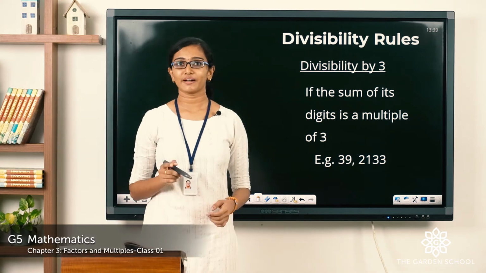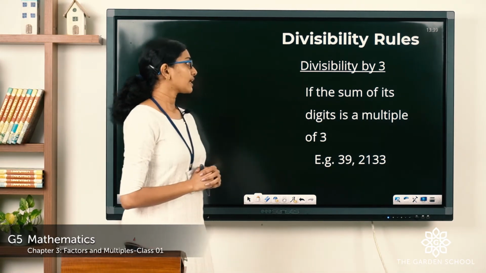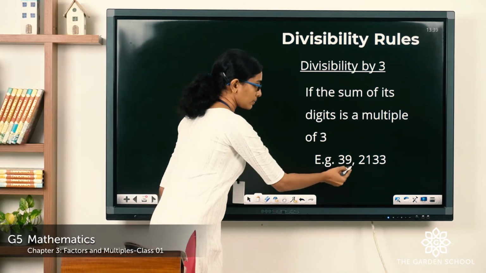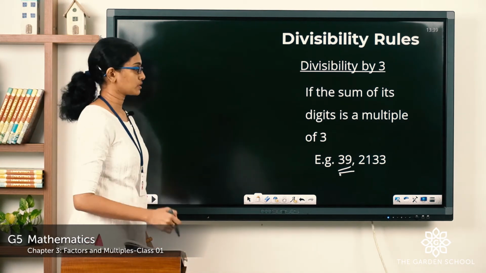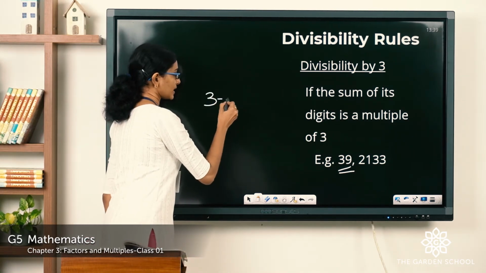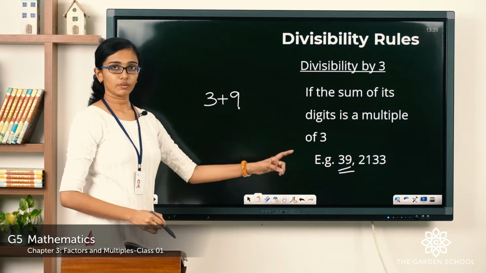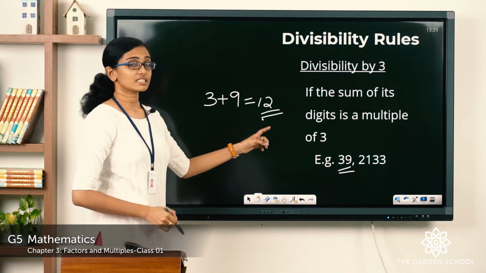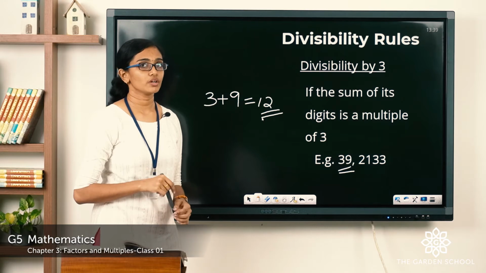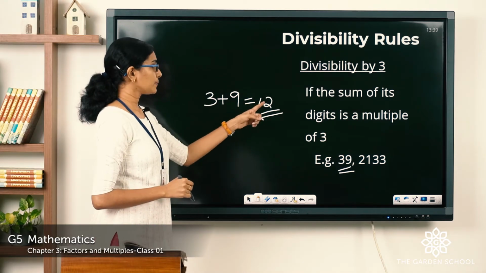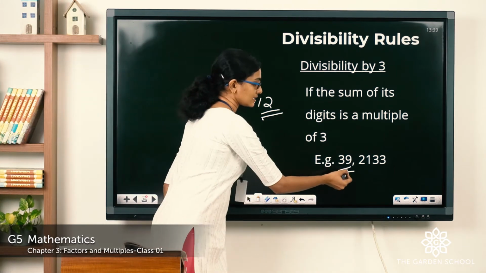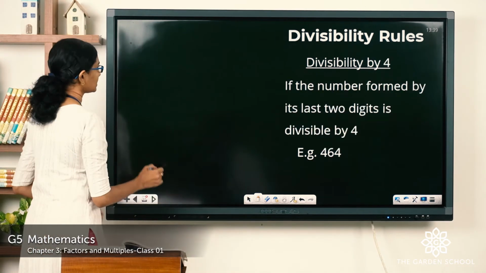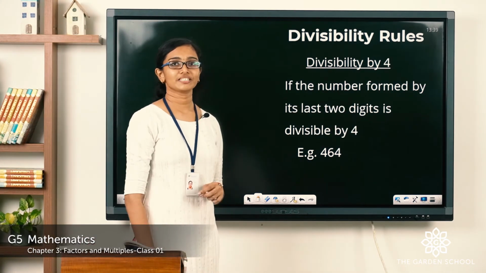Now let's see the divisibility by 3. So what is the rule for that? If the sum of its digits is a multiple of 3. Suppose you are given the number 39. You want to see if it's divisible by 3. What do you do? You take the sum of the digits. For 39, when you take the sum, it's 3 plus 9 and you get 12, right? Is this 12 a multiple of 3? Yes, we know 3 4s are 12, right? So since this 12 is a multiple of 3, we can say this 39 is also divisible by 3. Very simple.